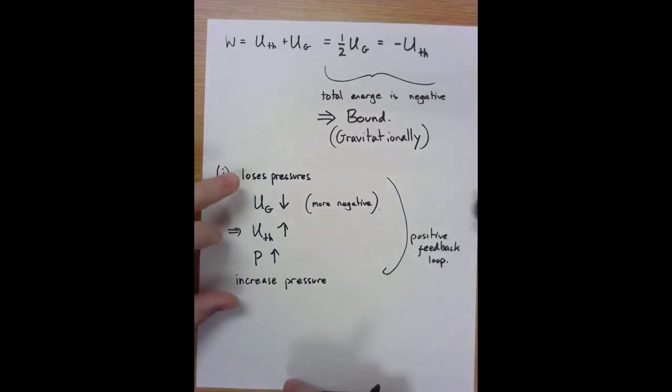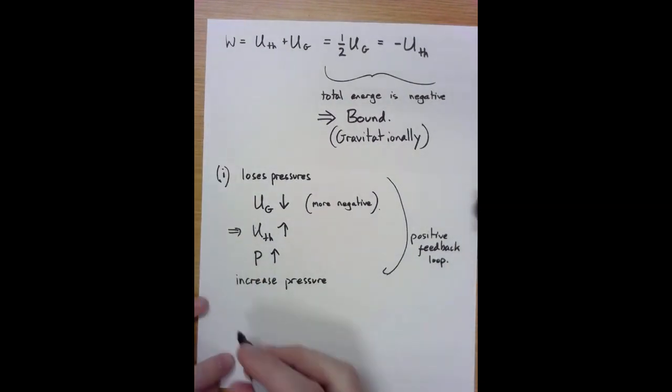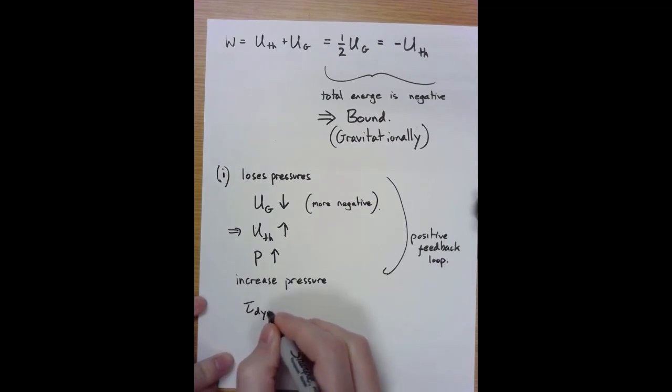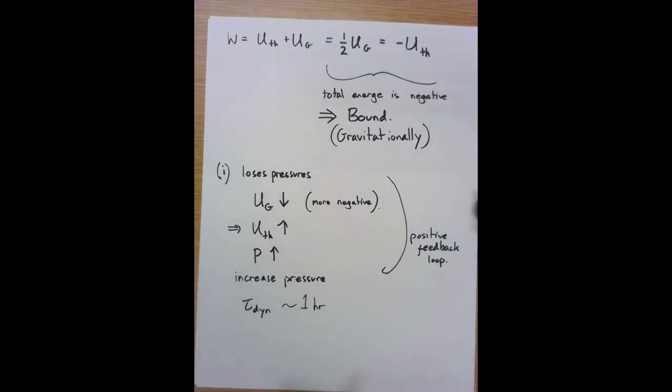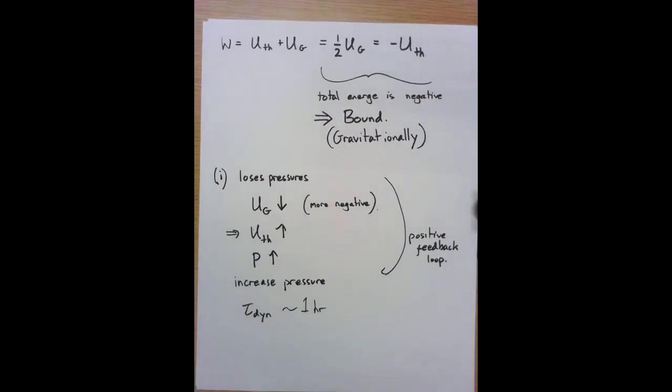How long does it take the star to restabilize? Well, that's given by the dynamical time scale that we estimated last week. For the Sun, we found that to an order of magnitude, it's about an hour. So if the Sun suddenly loses a whole load of pressure somehow in its interior, it will take an hour for it to restabilize. That's the order of magnitude for the response time.